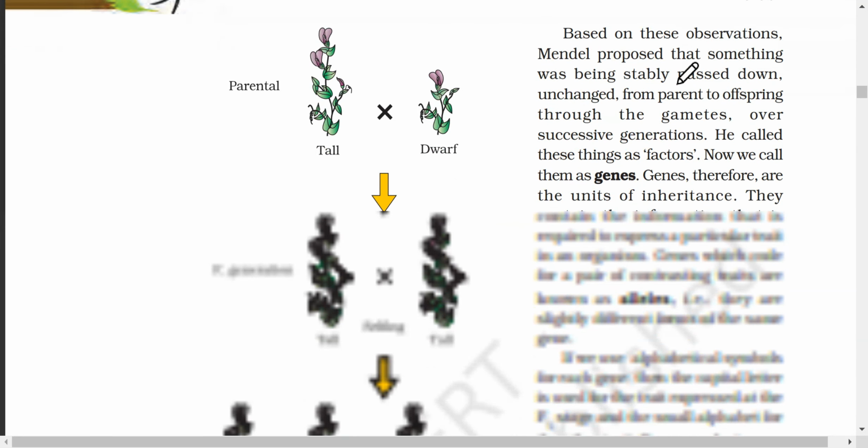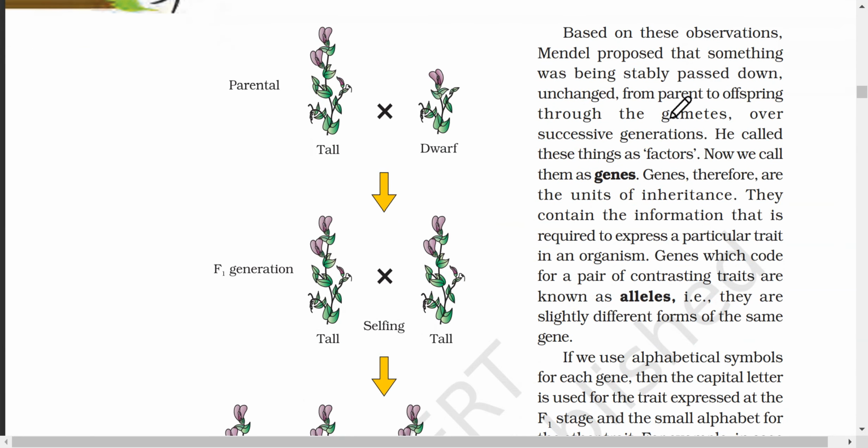Moving on. Based on these observations, Mendel proposed that something was being stably passed down unchanged from parent to offspring through the gametes. Obviously, we already know it, that what is it through which all of this gets transferred. Yeah, heredity and inheritance, it's somewhere down the line it relates to the gametes, because we're talking in terms of sexual reproduction. Fine. Over successive generations, he called these things as factors. Now we call them as genes.